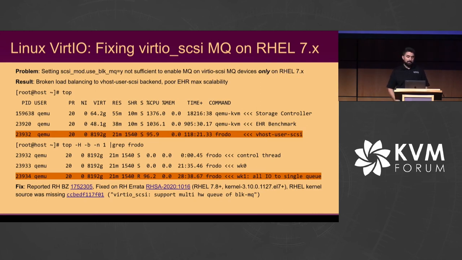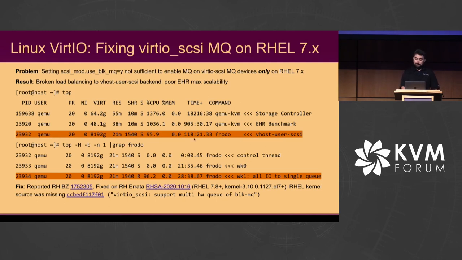So you can see here, we use vhost-user-scsi at Nutanix to do out-of-tree PCI management. That process happens to be called Frodo. Frodo is the keeper of the rings. You know, yes. So that's where that comes from.